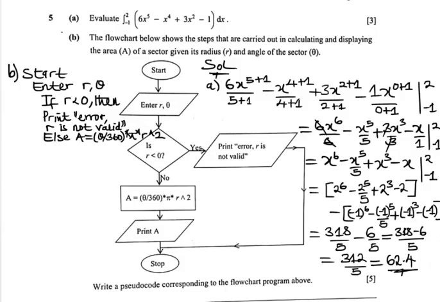Then before we go to the output, print A, we show end if. Then print A, which is printing the area, and then the last stage is stop. So this is the pseudocode for the flowchart program given above.